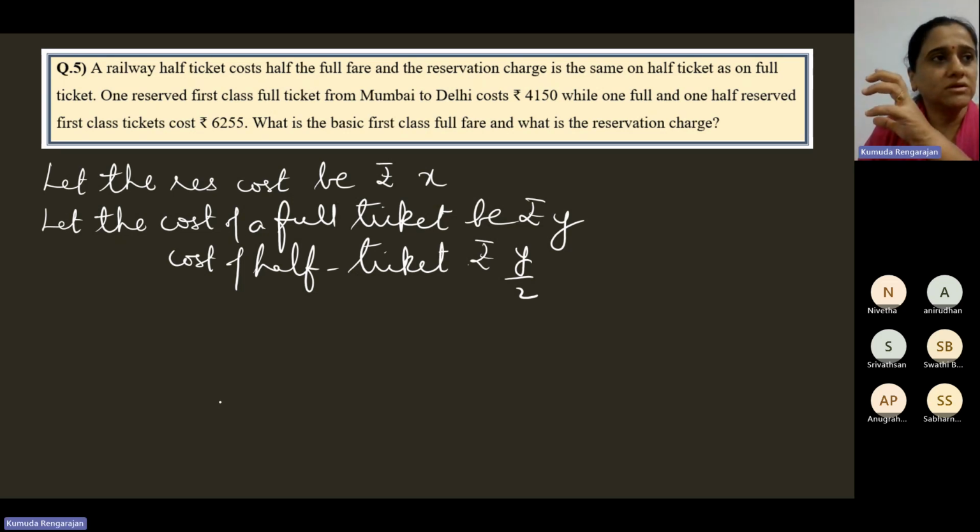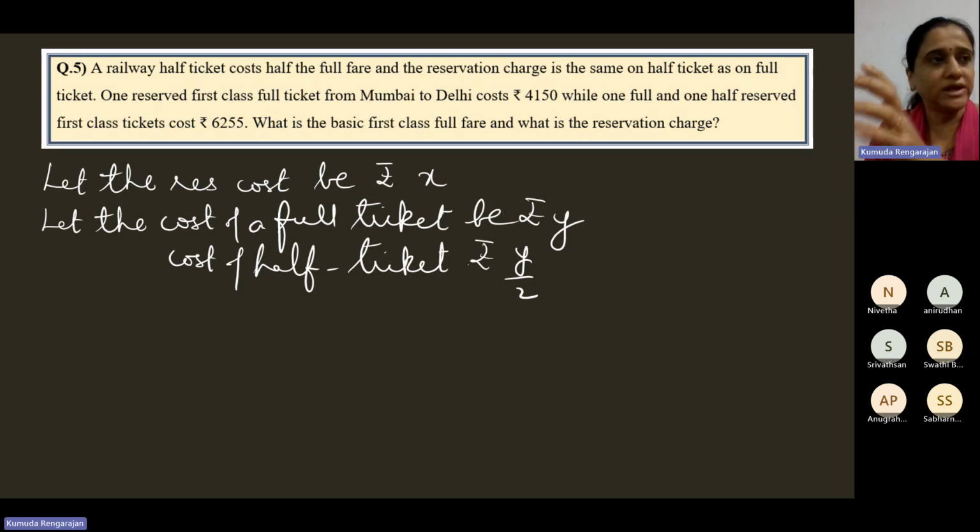What are the terms here? Reservation cost or reservation charge, cost of full ticket, and cost of half ticket. These are the three phrases in this question which we need to understand. Reservation cost is the same for both adults and children. Cost of full ticket is for an adult. Cost of half ticket is for a child.